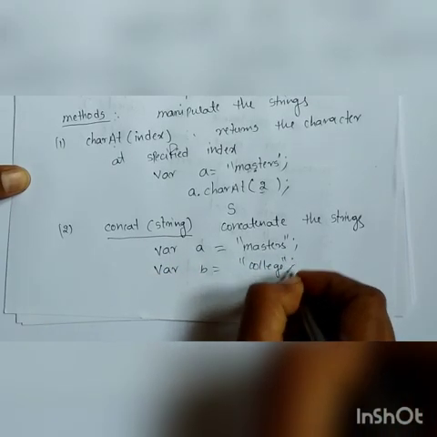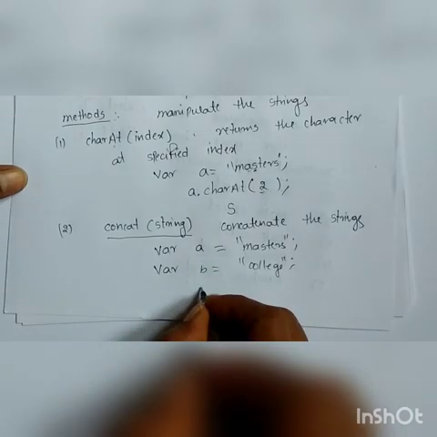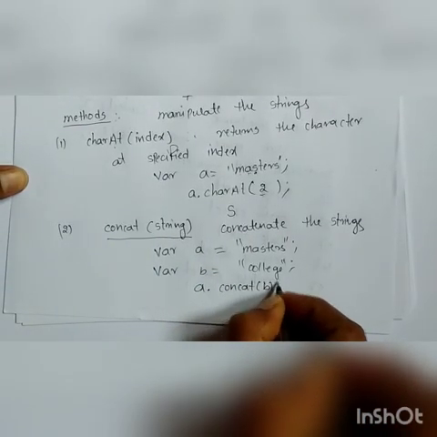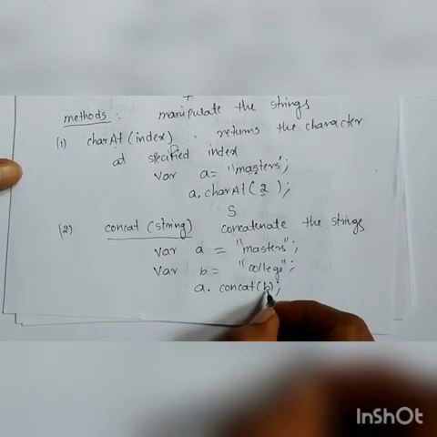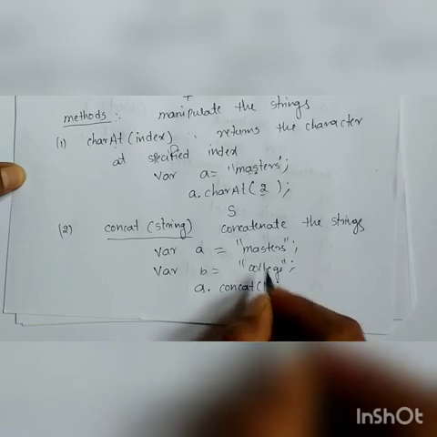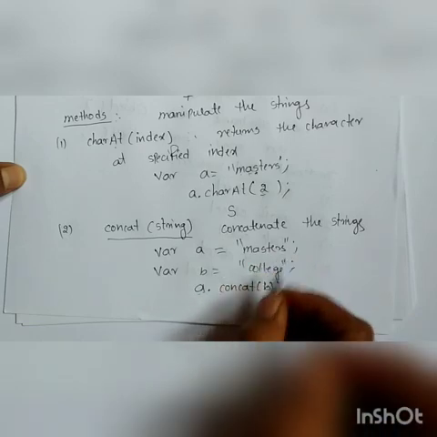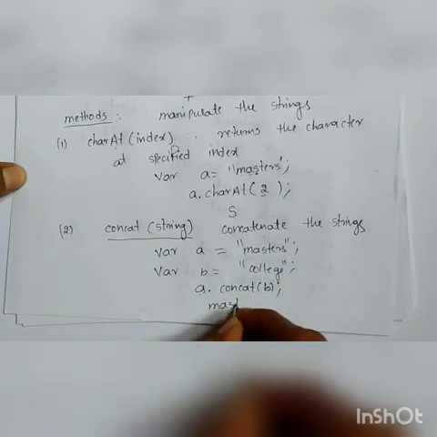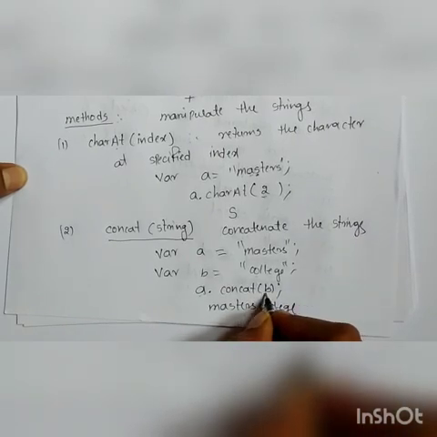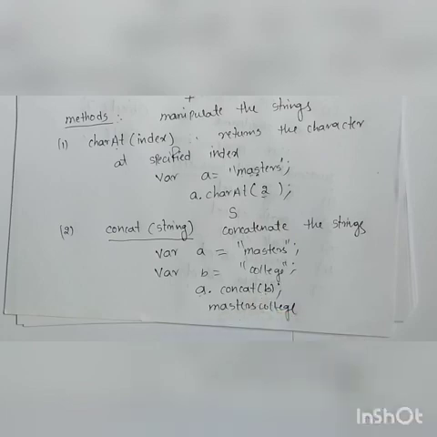Here there are two string objects, A and B. The first object is A dot method concat B. What is the meaning here? The B object is concatenated to A. What is the B object value? College. College is combined to A, Masters. So what is the answer? It will give Masters college. So this is the concatenate function.